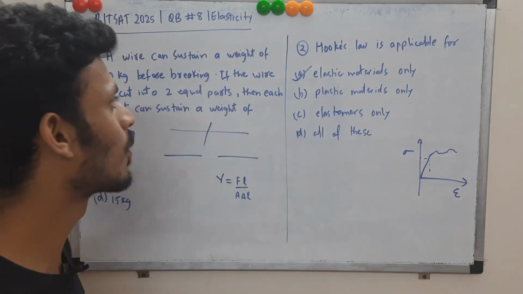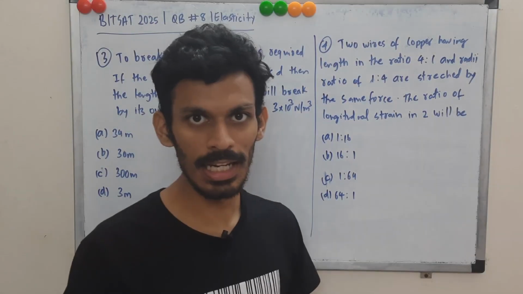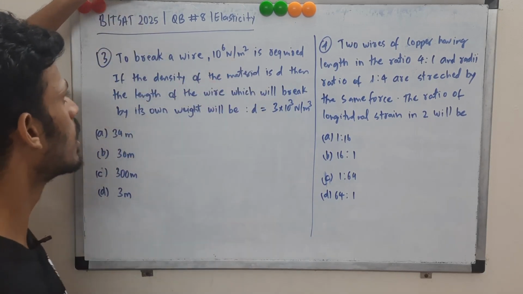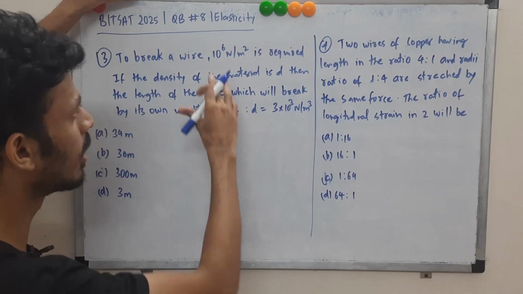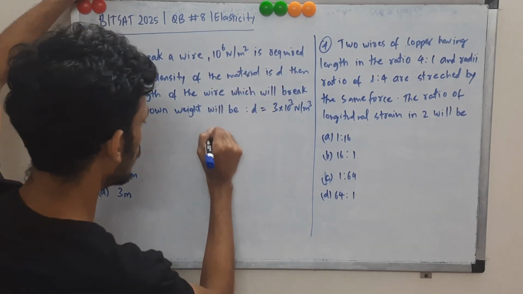Okay, so that is about question 1 and 2. Over to the next one, question 3 and 4. In question 3, we are given that to break a wire this much amount of stress is required. Now it's not explicitly mentioned that that is stress, but you can make out using the units, right?